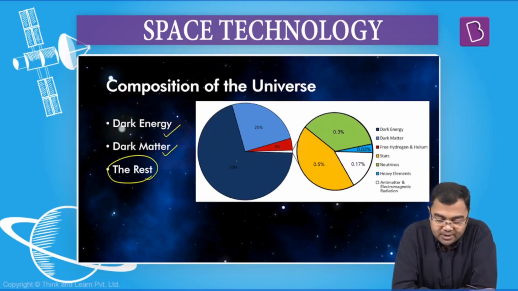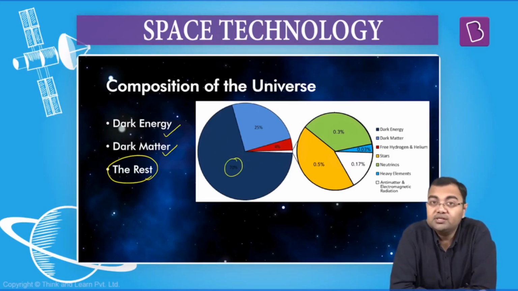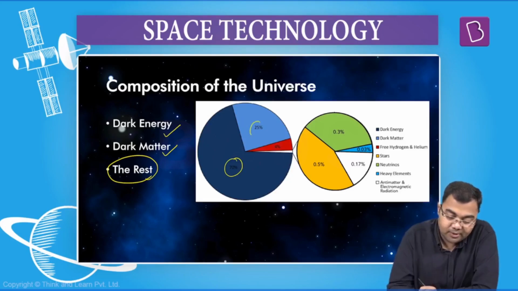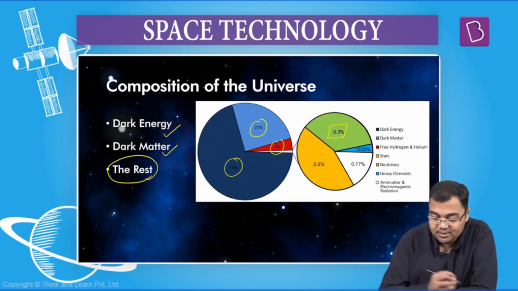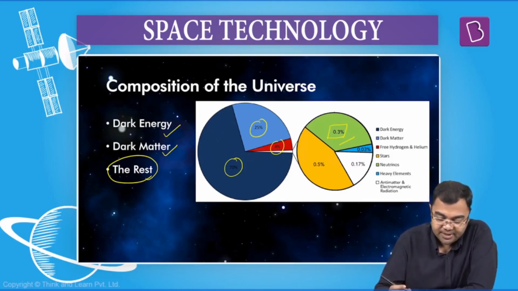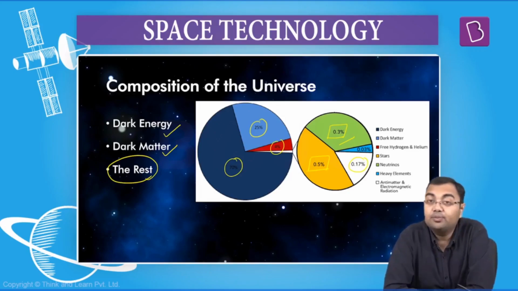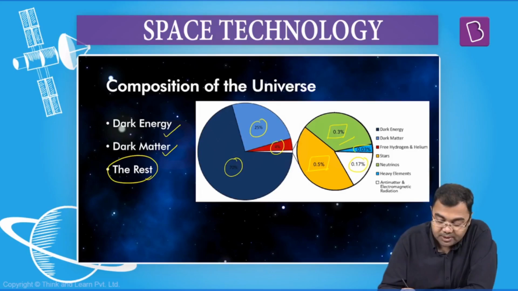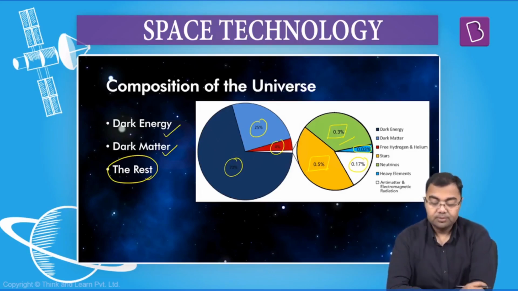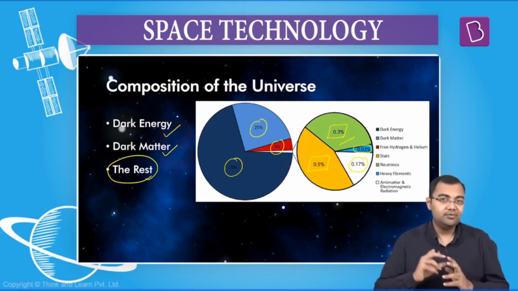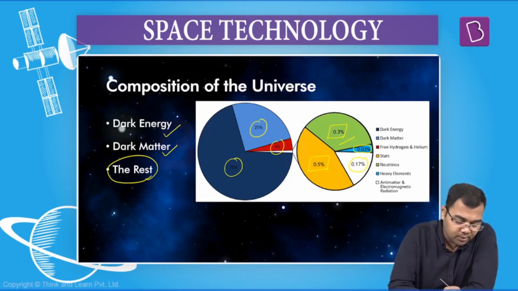And as you can see in the diagram itself, approximately 70% of the universe is dark energy, approximately 25% is dark matter, and the rest 5% is this. 0.3% of the rest is just neutrinos. You don't need to worry about what neutrinos are, we'll have a separate discussion on them. 0.5% are stars. 0.17%, interestingly, are antimatter and electromagnetic radiation, and 0.03% heavy elements. So everything that you see, everything that you observe is basically a part of the rest.